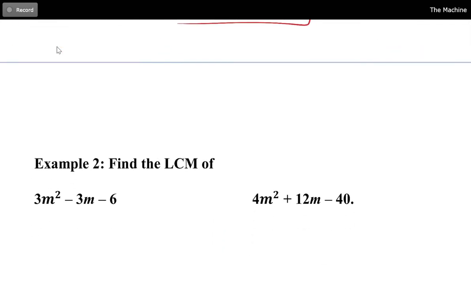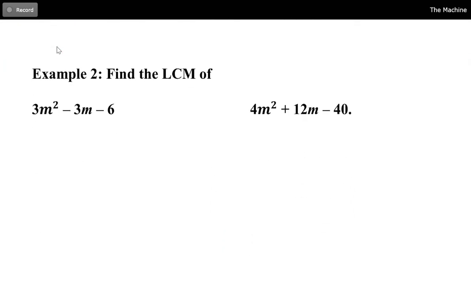Alrighty, so now how about these? Oh no, these are polynomials. Okay, again, I have to factor them. So your factoring skills are going to be key here.